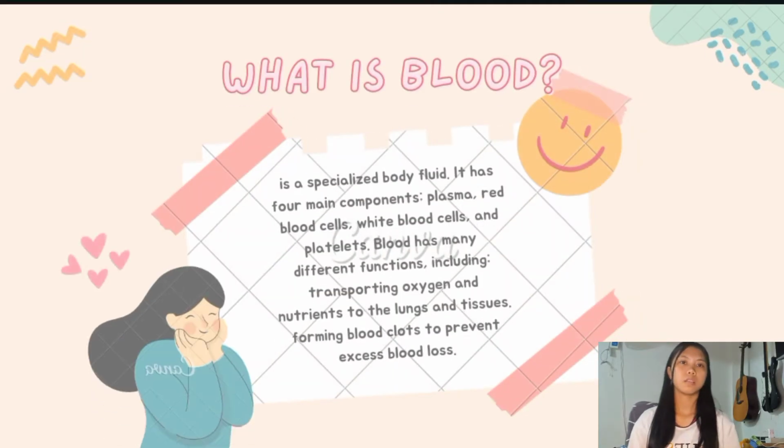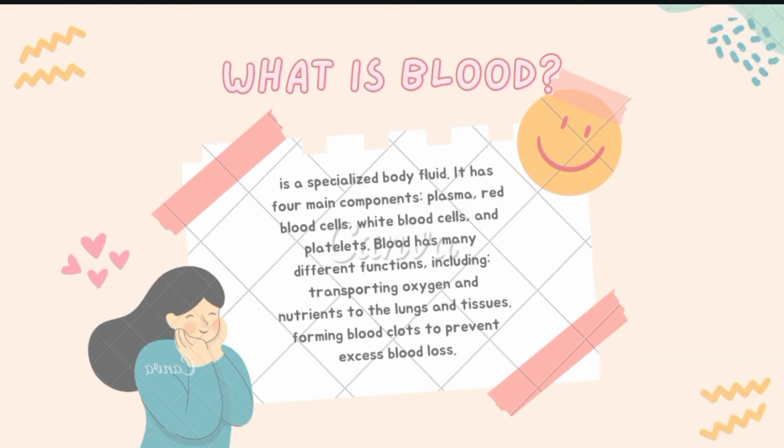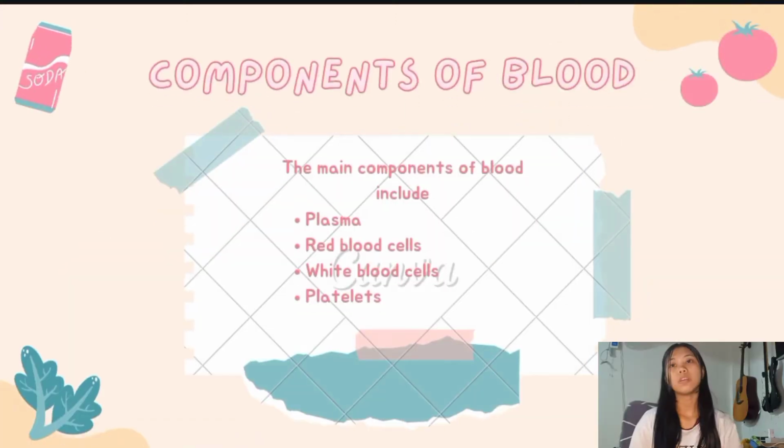What is blood? Blood is a specialized body fluid. It has four main components: plasma, red blood cells, white blood cells, and platelets. Blood has many different functions, including transporting oxygen and nutrients to the lungs and tissues, and forming blood clots to prevent excess blood loss. These are the components of blood.